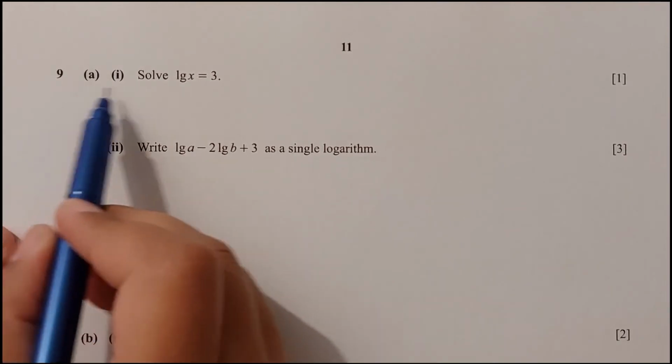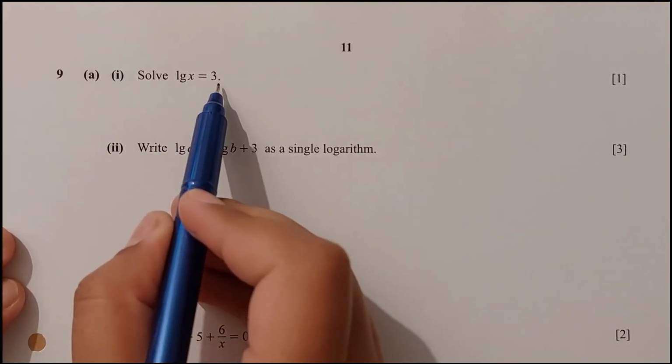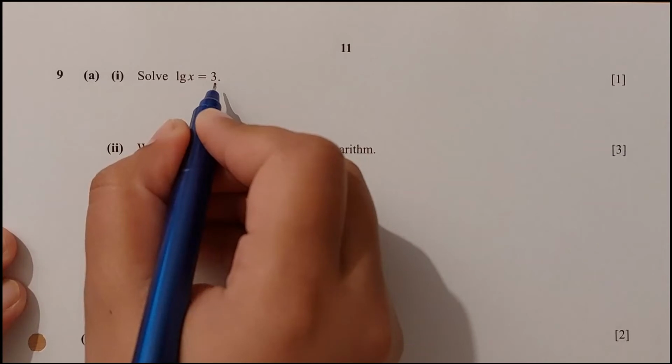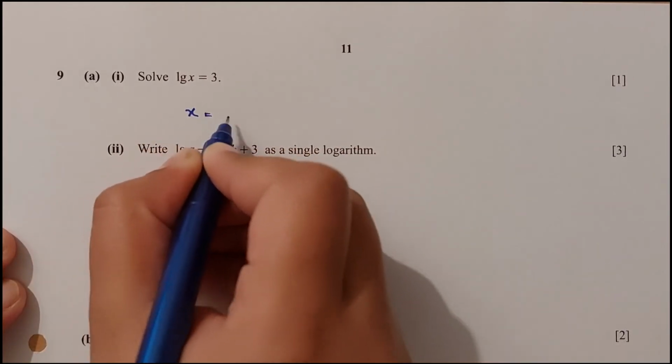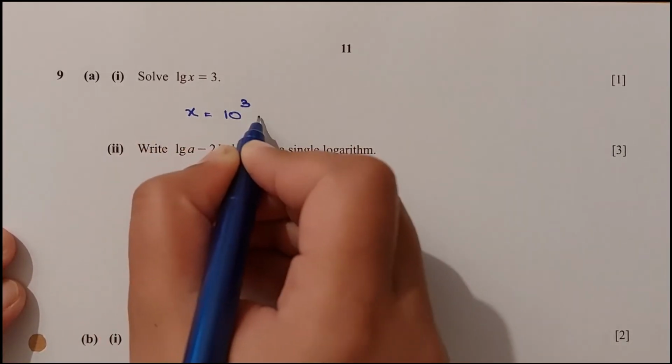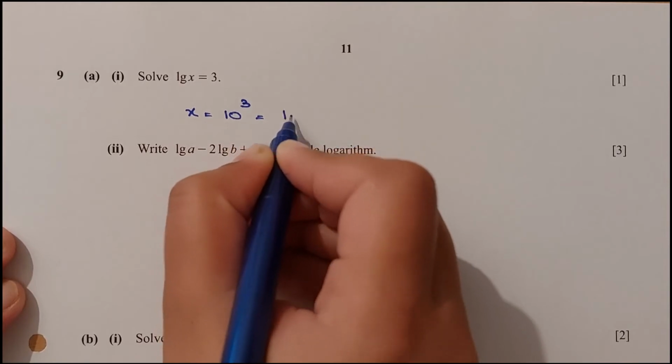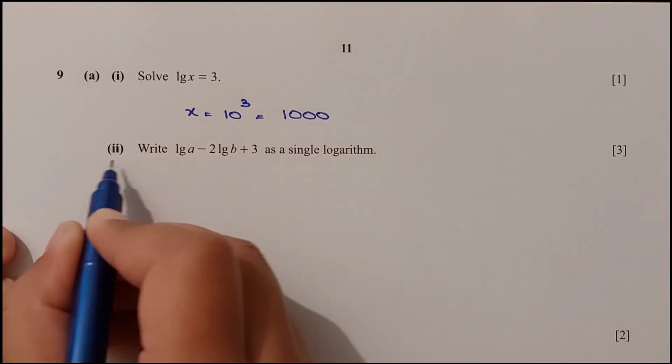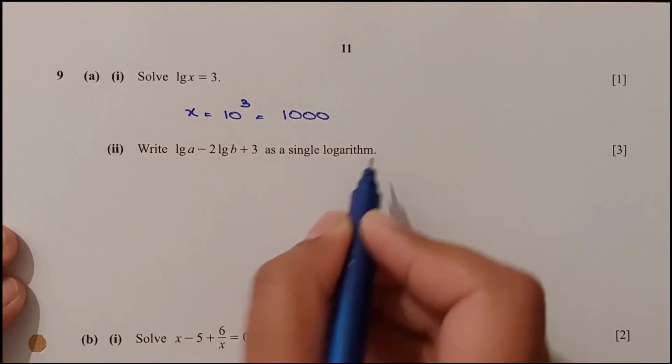Question number 9, part A, 1. Solve log x equals to 3. So converting the logarithmic equation to exponential, this is 10 exponent 3 and this is equal to 1000. Number 2, write this as a single logarithm.